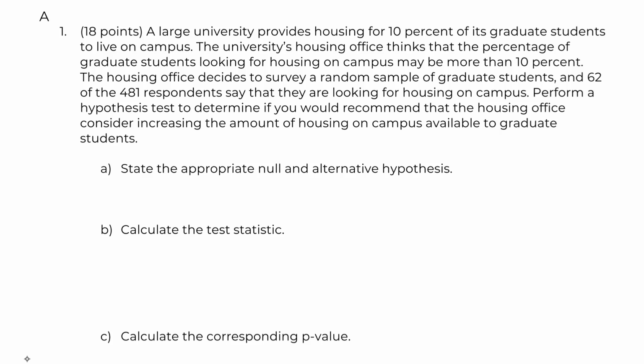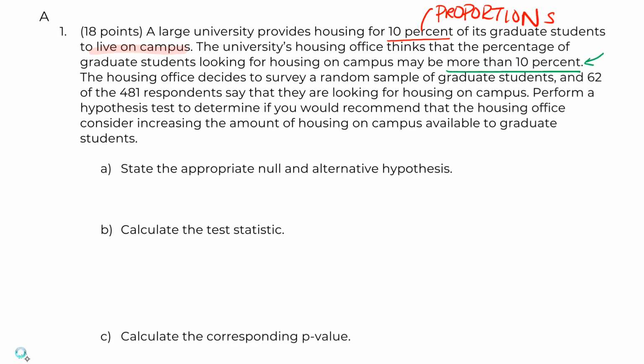So the first question, I see first thing 10%. This is already telling me that we're probably dealing with a test for proportions, right? And we even have sort of what our variable of interest is. This is whether or not those graduate students live on campus. So our categorical variable with a yes, no. They think it may be more than 10%.